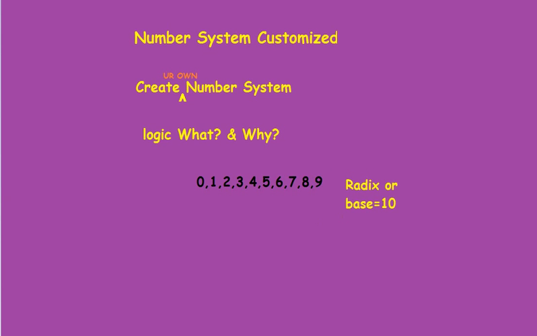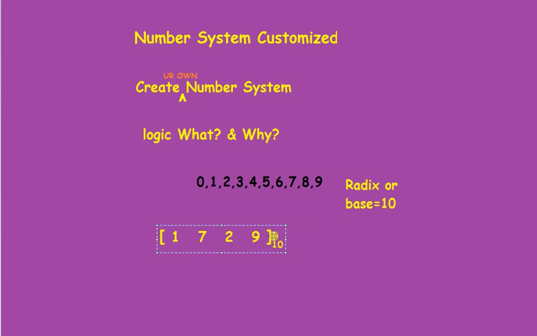Let me write down a number in the decimal number system: 1729. And this number was picked on purpose. It's called a Hardy-Ramanujan number. You can Google it. I have written a small 10 over here, which represents that the number 1729 is written in the decimal number system.